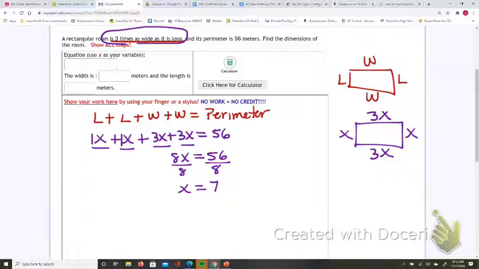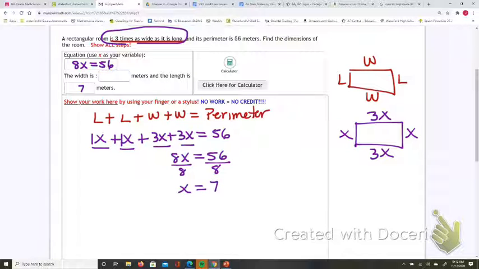Okay, now we go back and we type in our equation, which was 8x equals 56. And now we figured out that x equals 7, and we need to remember whether x is the L or the W. So if you look, do you see that the x is the L? So the length is 7. Okay, now we need the width, okay?